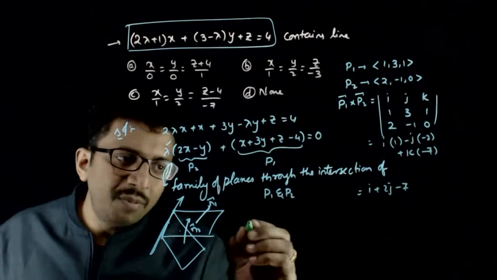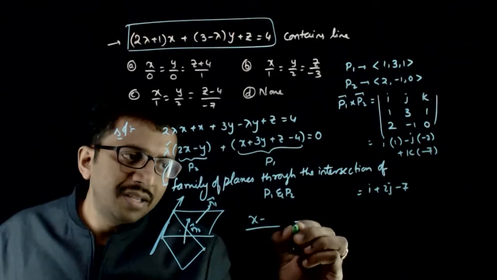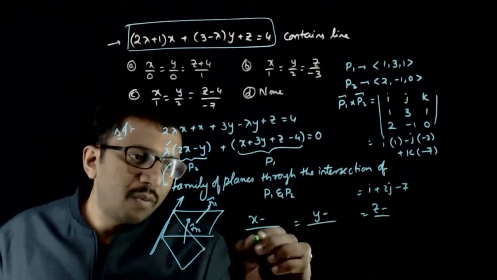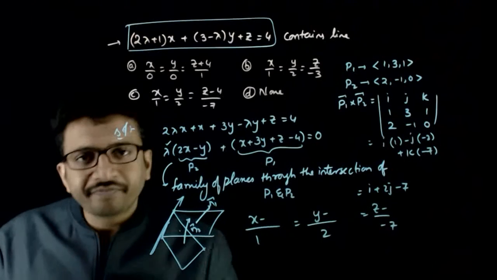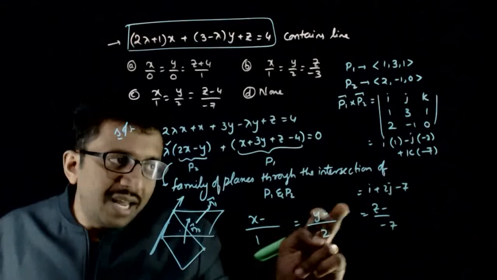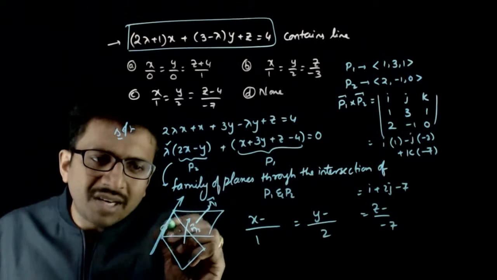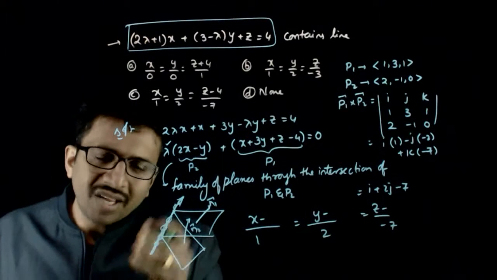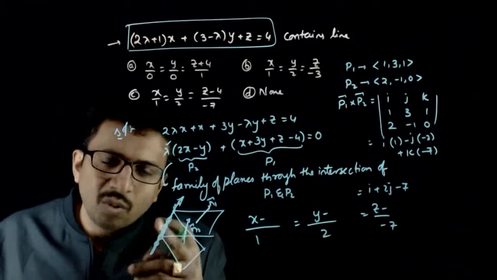So that means this line will be of the form (x − something) / 1 = (y − something) / 2 = (z − something) / −7. It should be of this form. And the numbers that you get are any point on this line. You have a lot of points on this line, and you can use any point on this line. So we can just find a sample point on this line. What is a sample point?